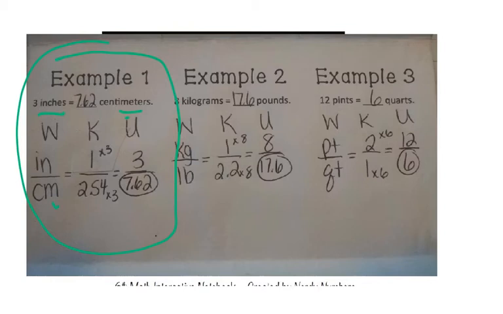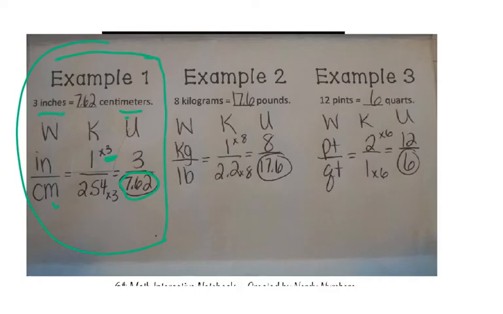So then they're telling you that you have 3 inches. So your U then is 3. How do you get from 1 to 3? Well, I have to multiply by 3, right? If I multiply my numerator by 3, I have to multiply my denominator by 3. Therefore, 3 inches is equivalent to 7.62 centimeters. Okay? So that's the first example using WKU.